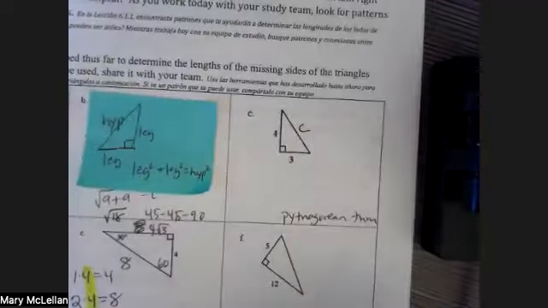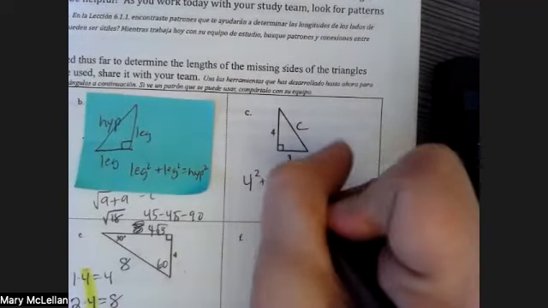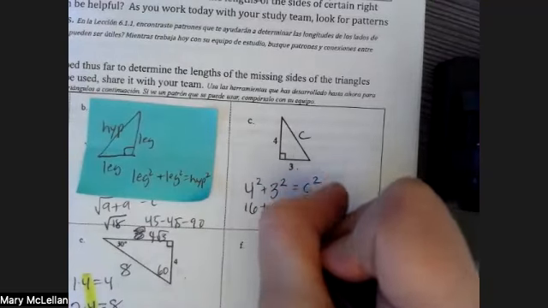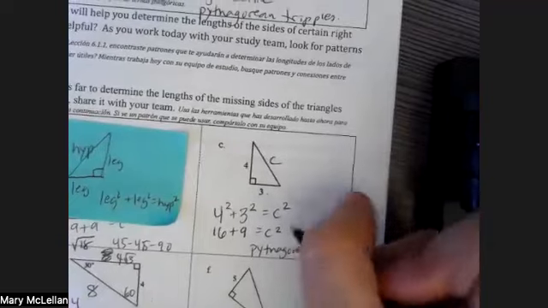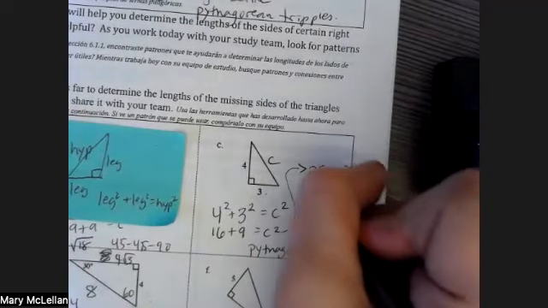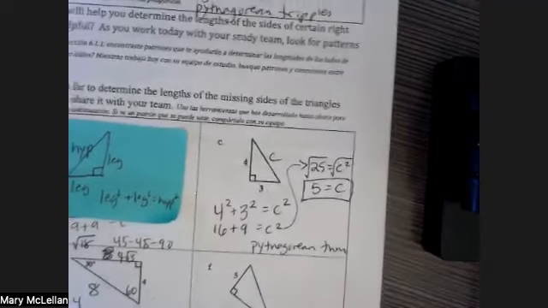Let's use it. So my legs are 4 and 3, so 4 squared plus 3 squared equals c squared. 16 plus 9 equals c squared. 25 equals c squared. I take the square root of both sides. 5 is c. This length is 5. Okay, next problem.